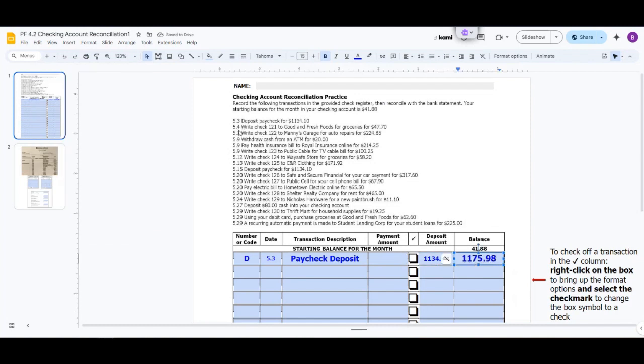The next transaction, we were on the 4th, we write check 121 to Good and Fresh Foods for $47.70. So down here, the next transaction, we have a code of 121. That's the check number that we wrote on the 4th.